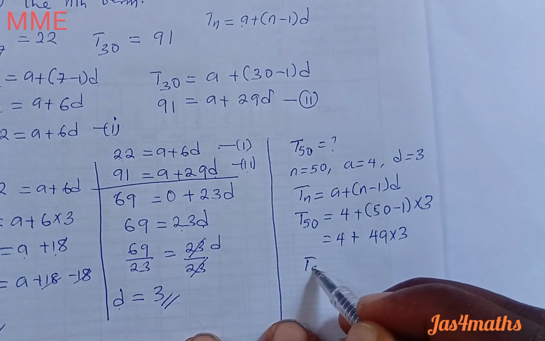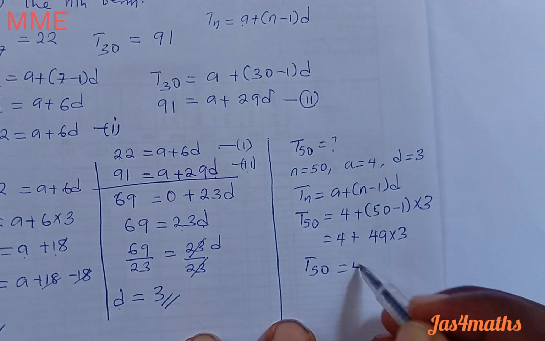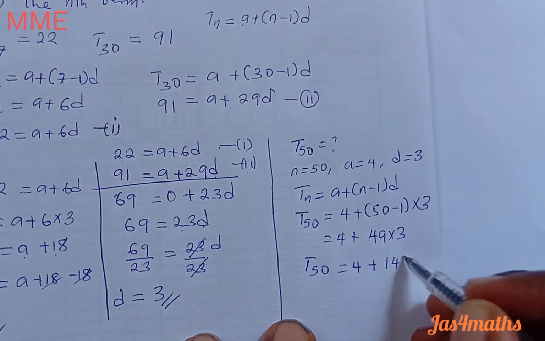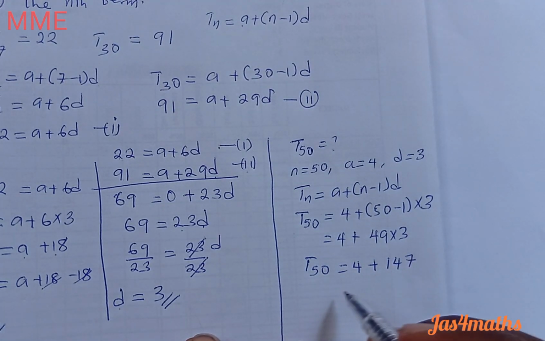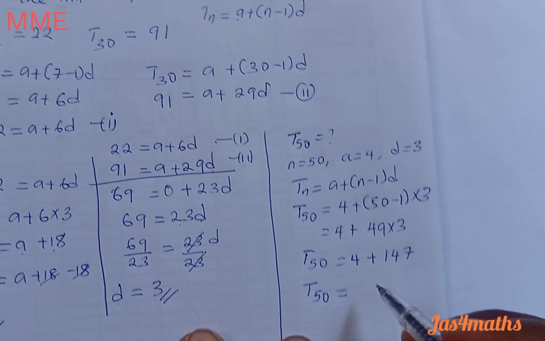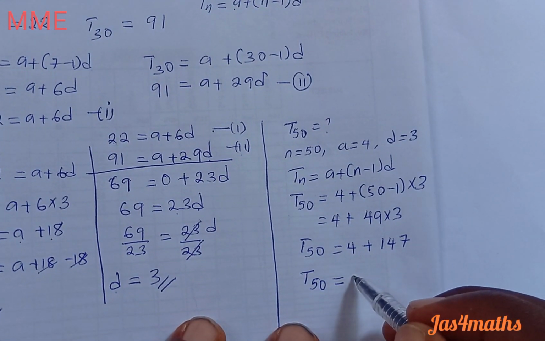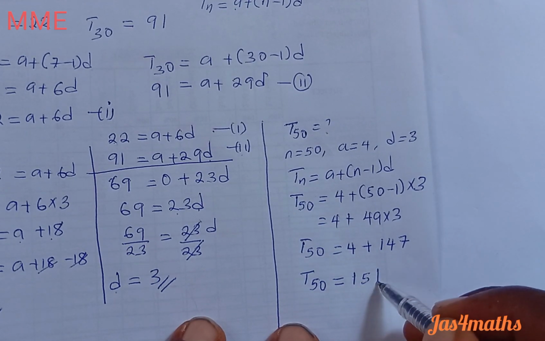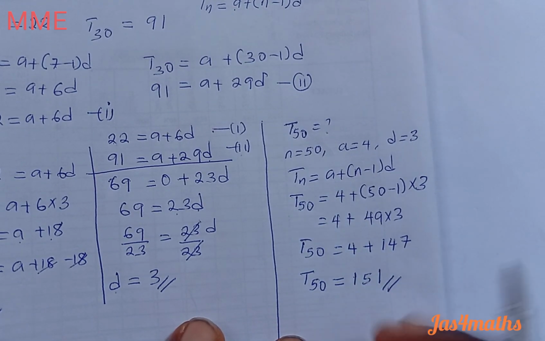So T50 is going to give you 4 plus 147. Therefore T of 50, meaning the 50th term, is going to give you 151. So that is the 50th term.